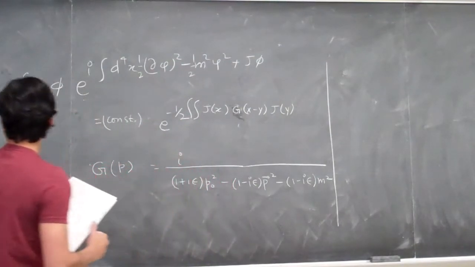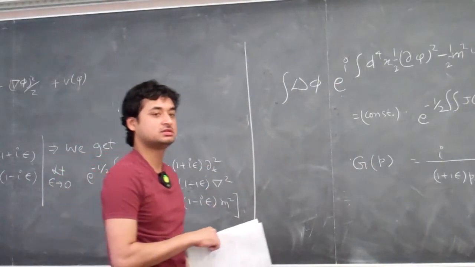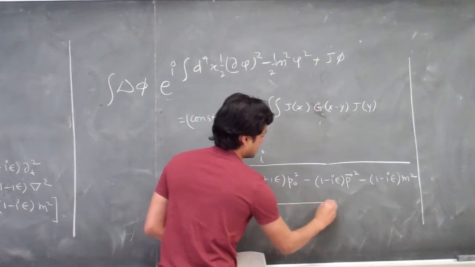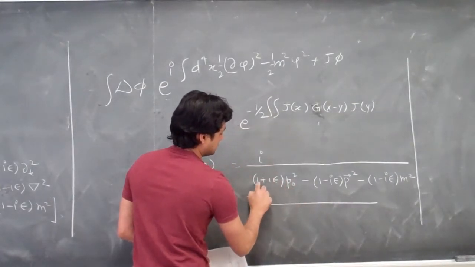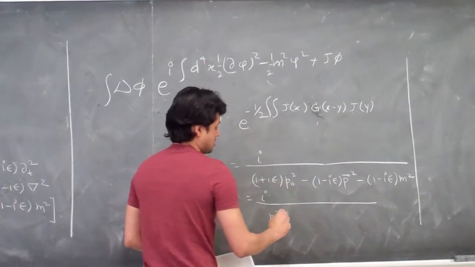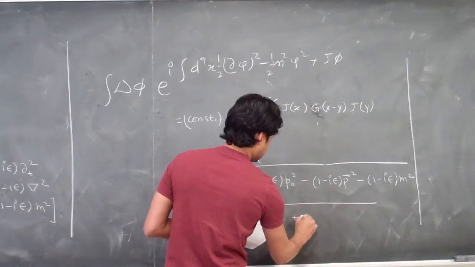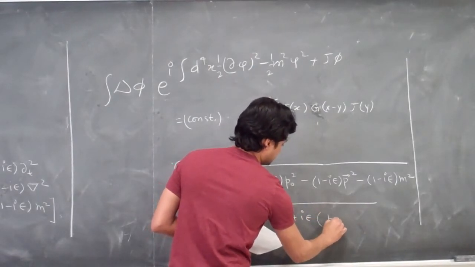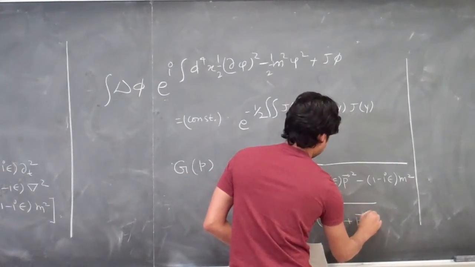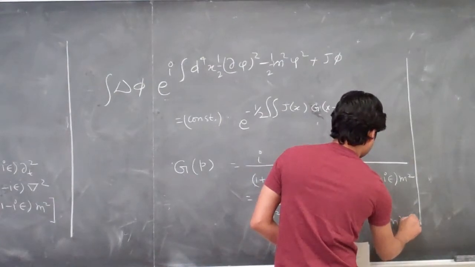Right? I've just replaced these three factors in front of these three terms. So now let's collect. So p2 squared minus p squared is p squared. And then I will have plus i epsilon p0 squared plus p squared plus m squared.